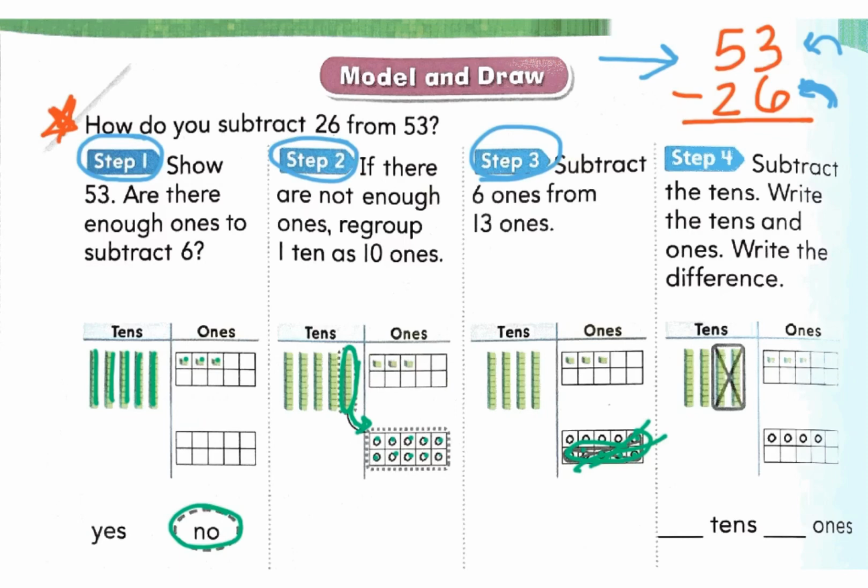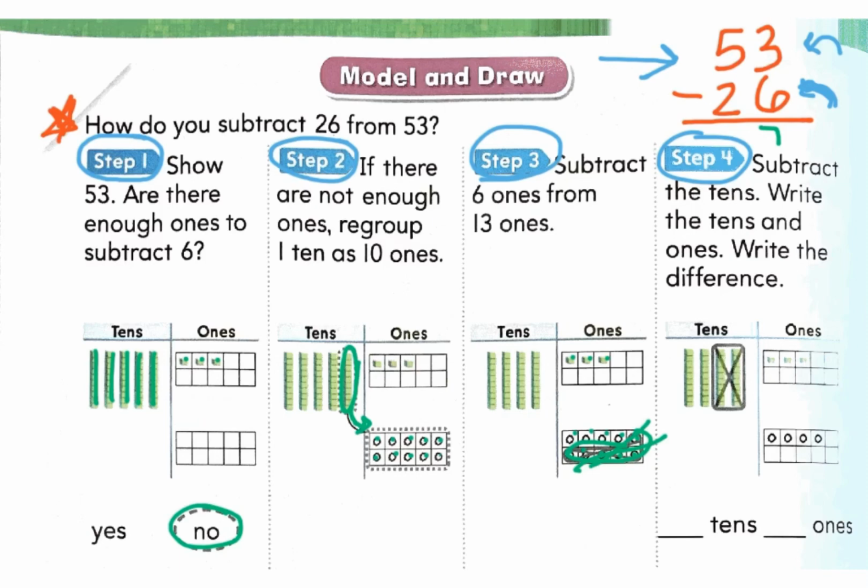Now, we're going to move on. Oh, well, first let's look. 13 minus 6 is, how many ones do we have left over? 1, 2, 3, 4, 5, 6, 7. Yep, 7. Don't forget about these down here. Step 4. Subtract the tens, write the tens and ones, write the difference.